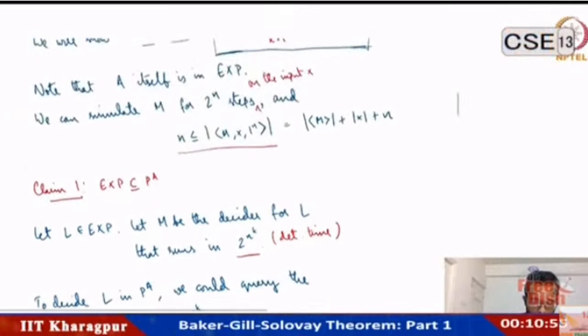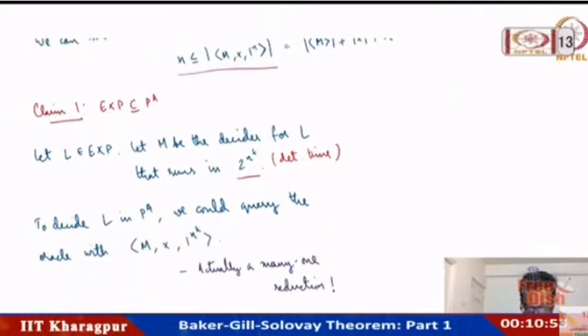So to ask this, you need to give n power k in unary, that is, 1 power n power k, and the description of the Turing machine M and the input x. So to decide whether x is in L or not, we give M comma x comma 1 power n power k, which is just n power k in unary, to the oracle, right? If M accepts x in 2 power n power k time, then the oracle will respond yes, otherwise it will respond no, and that's it.